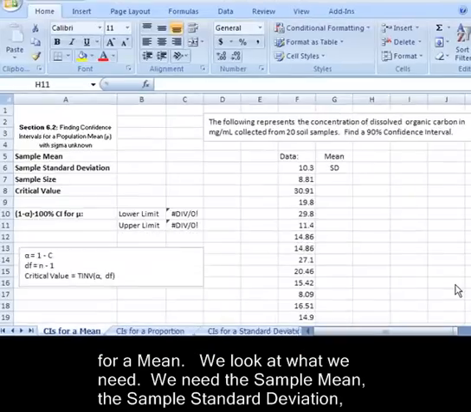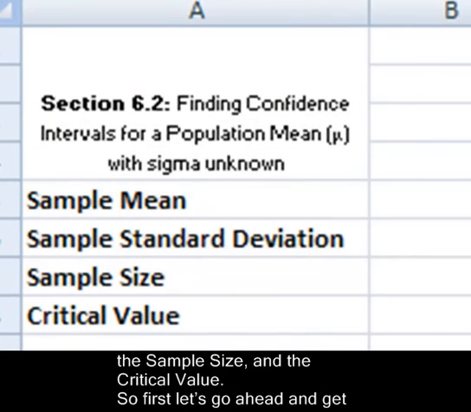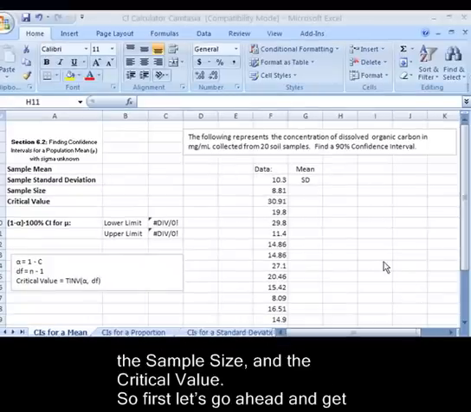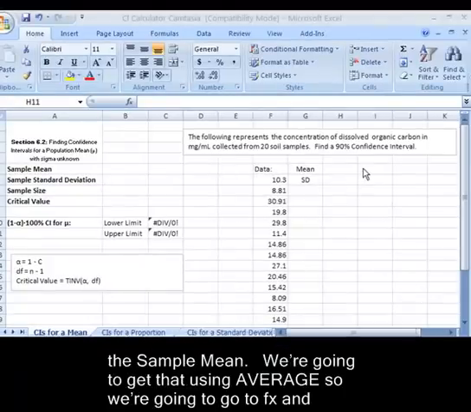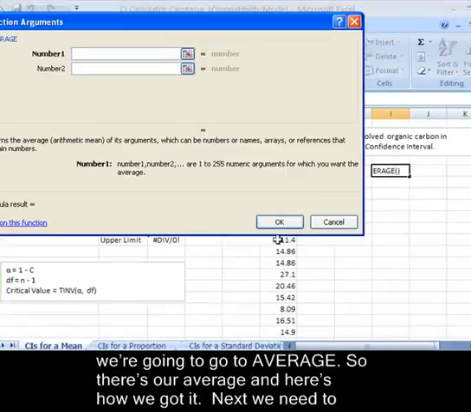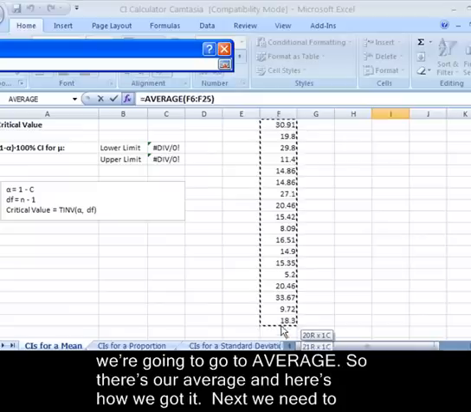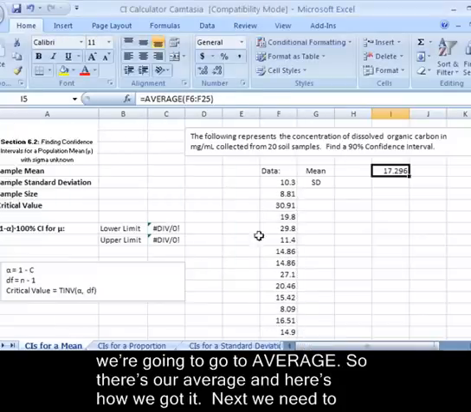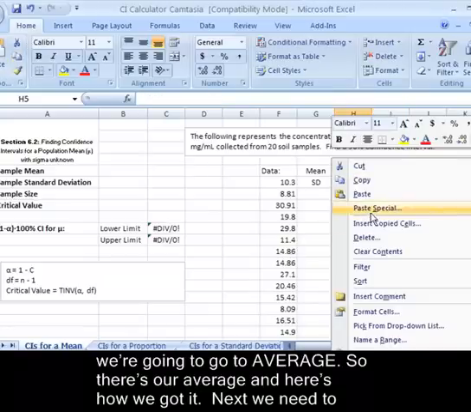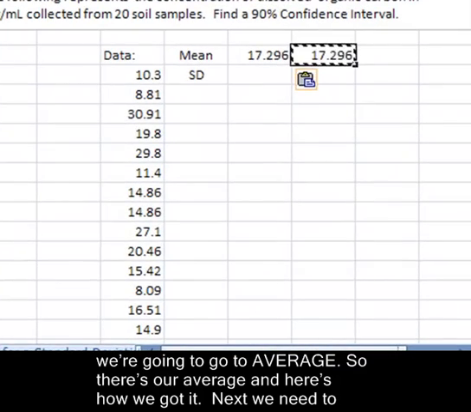We look at what we need. We need the sample mean, the sample standard deviation, the sample size, and the critical value. So first let's go ahead and get the sample mean. We're going to get that using average. So we're going to go to f of x and we're going to go to average. So there's our average. And here's how we got it.